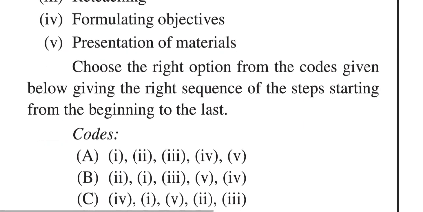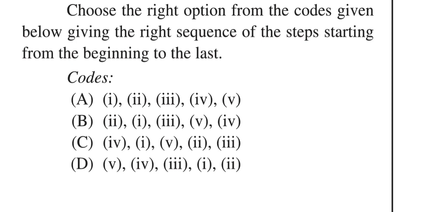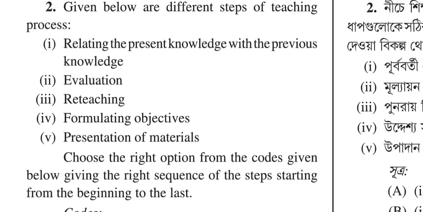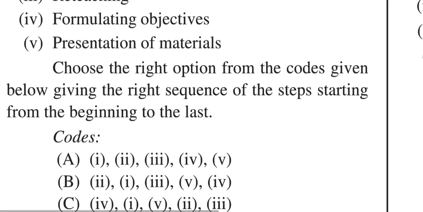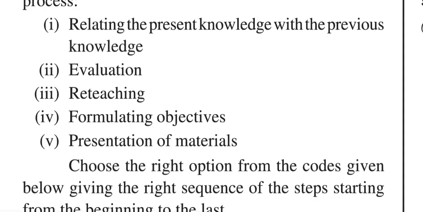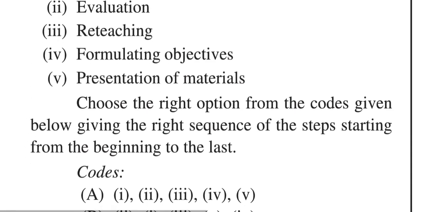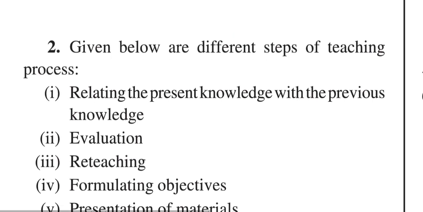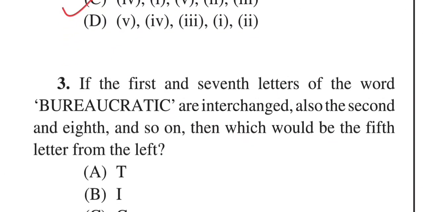So now let's try to find out the correct answer of this question. Choose the right option from the codes given below, giving the right sequence of the steps starting from the beginning to the last. A, B, C, D. We have so many options. Let's try to find out the correct one. The correct option will be C. First, 4 will come: presentation of materials. Then 1 will come: relating the present knowledge with the previous knowledge. Then 5 will come, formulating objectives. Then 2 will come, evaluation. Then 3 will come, reteaching. So these all are related to different steps of teaching process. The correct answer will be C. Let me mark it. Let's move on to our next question.